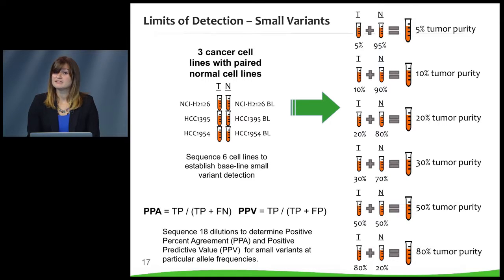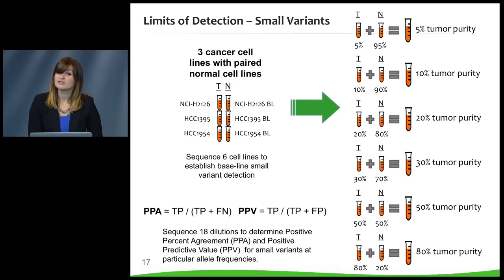Now, to look at our limits of detection for SNVs and indels, we sequenced 3 pairs of cell lines and their matched normals to establish a baseline. We then created a series of dilutions to represent tumor purities ranging from 5% to 80%, as shown. So for example, taking 5% of the tumor cell line, we mix it with 95% of the normal cell line. This simulates a 5% tumor purity, and so on up to 80% tumor purity. And this allowed us to assess variants at mutant allele frequencies down to 2.5%.